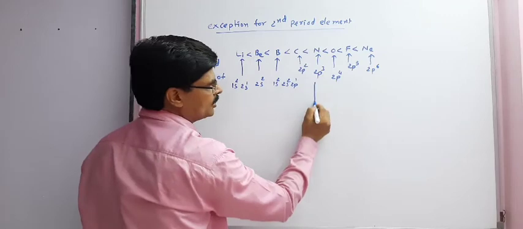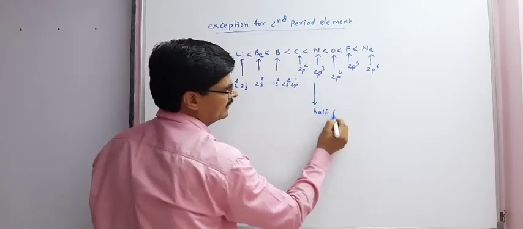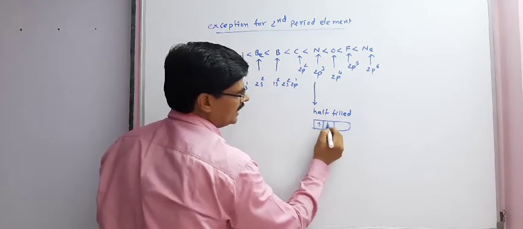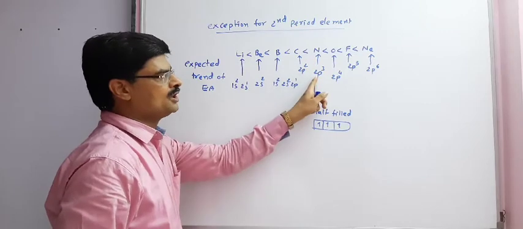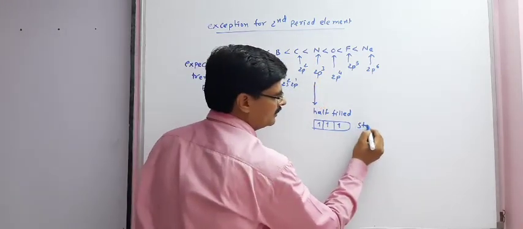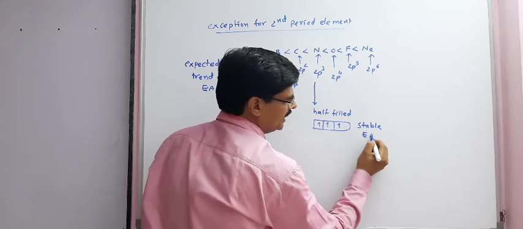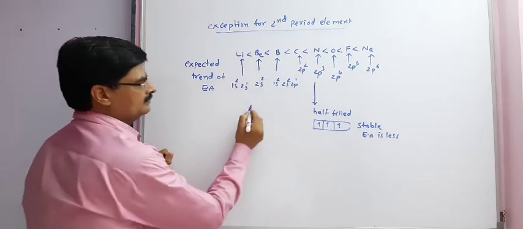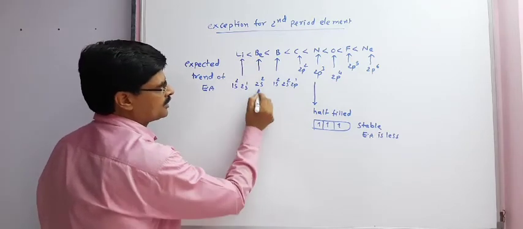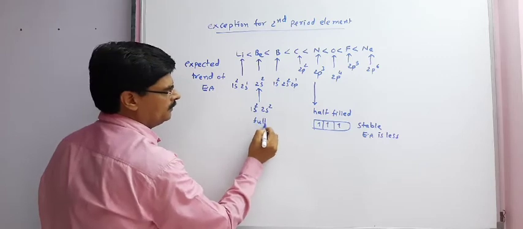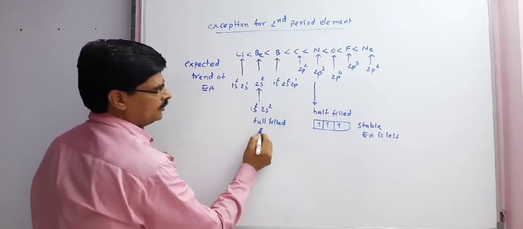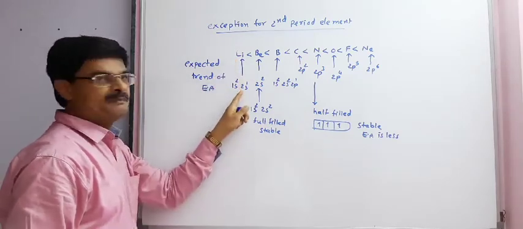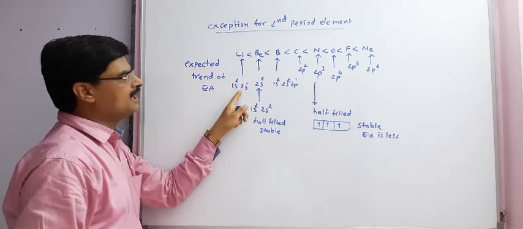In the case of nitrogen, it is half filled. 3 electrons are present in nitrogen 2p orbital, so it is stable. Therefore, electron affinity is less. Now for beryllium, 1s2, 2s2, full filled. So it is also stable. In case of lithium, after gaining 1 electron, it will become stable.